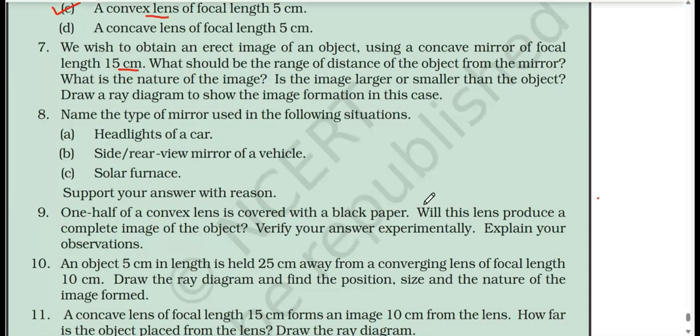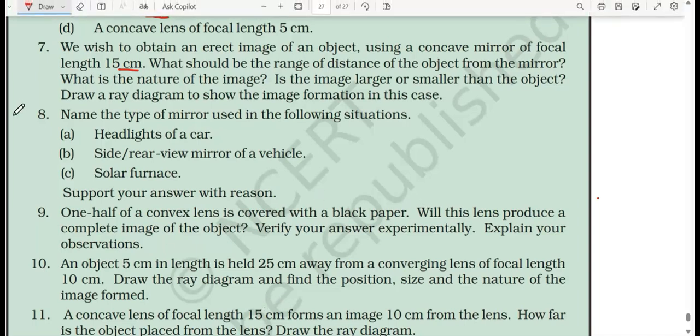Now let us go back to the next question. So we have done question number 7. We are going to question number 8. Question number 8 says, name the type of the mirror used in the following situations. Number 1, headlights of a car. So in headlights of a car, children, remember we use concave mirror.